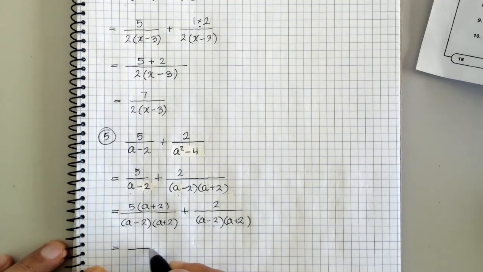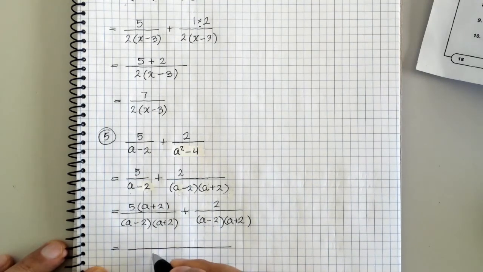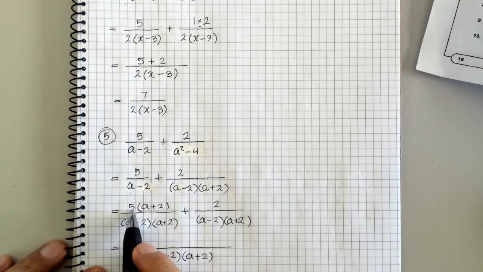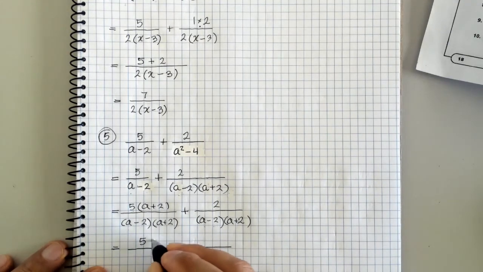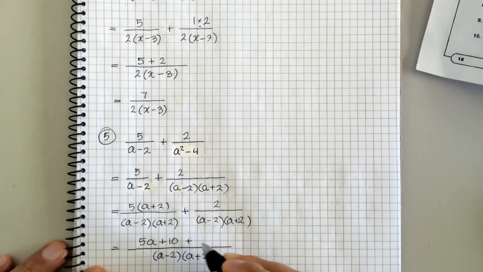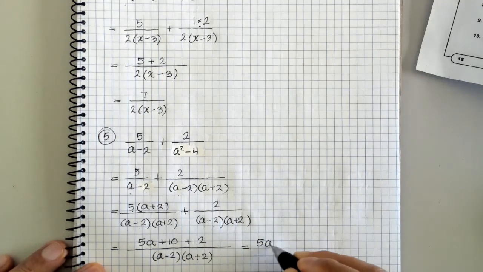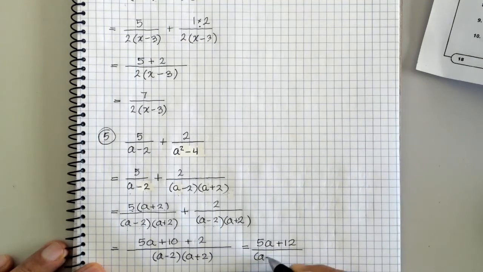Okay, so we know that we have the same denominator, so I'm just gonna put a minus 2, a plus 2, but then we can simplify the bottom. So this is gonna be 5a, and then 5 times 2 is 10, and then we're gonna add 2. So the final answer for that question is gonna be 5a plus 12, all divided by a minus 2, a plus 2.